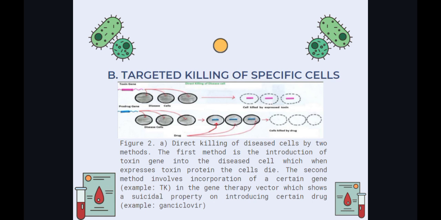In the first method, a toxin gene is inserted into the disease cell. When this gene is active and produces the toxin protein, it causes the cell to die.